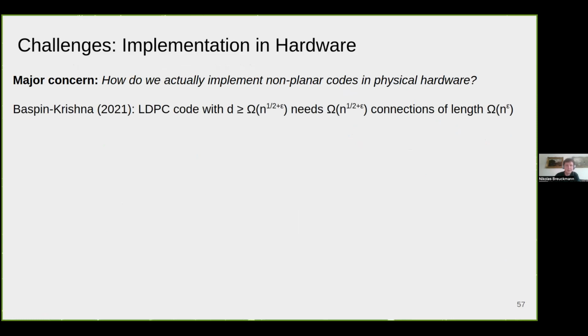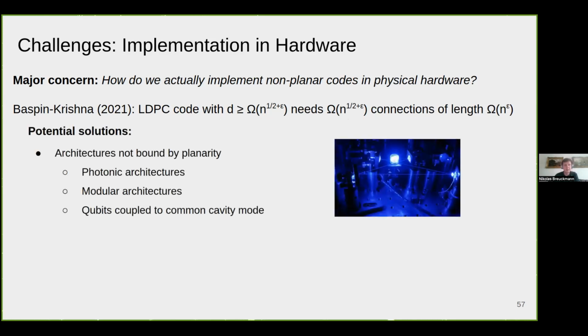Let me finish with the big challenge, which is probably on all of your minds, namely how we would possibly build these things in physical hardware. This can actually be quantified by a result due to Breuckmann and Krishna. If we have an LDPC code with high distance, then we need lots of connections of increasing length. There are some solutions to this.